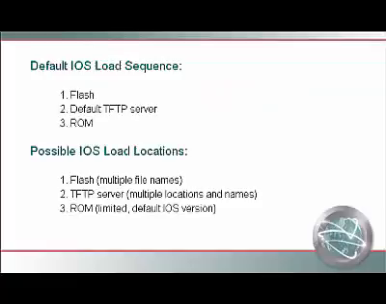Cisco routers use the configuration register to determine where they should load the IOS at startup. By default, the router loads the IOS image stored in flash memory and the configuration file stored in NVRAM. However, you can add entries to the configuration file that specify alternate IOS image locations. A Cisco router can load an IOS image from flash memory, ROM, or a TFTP server.